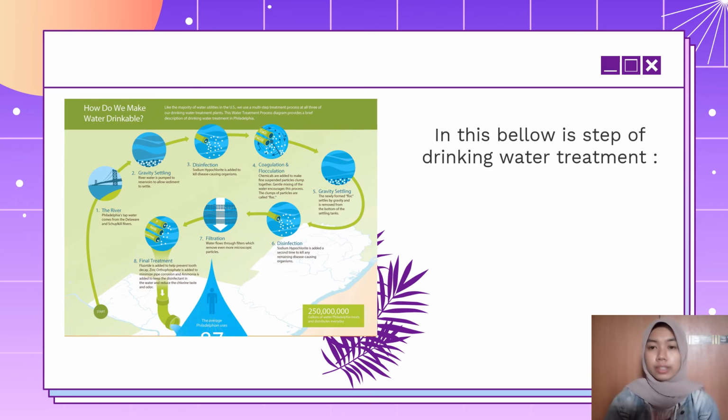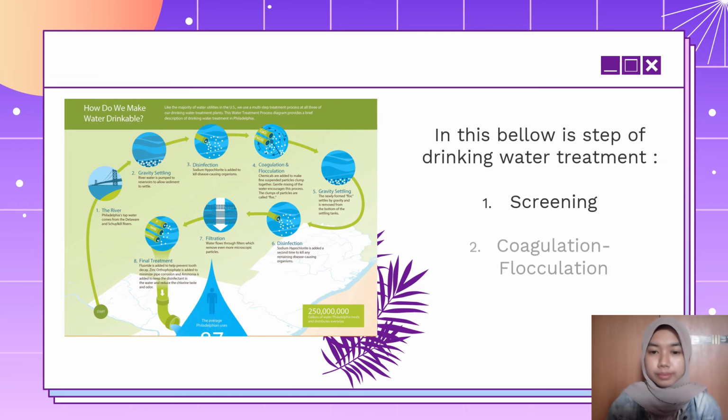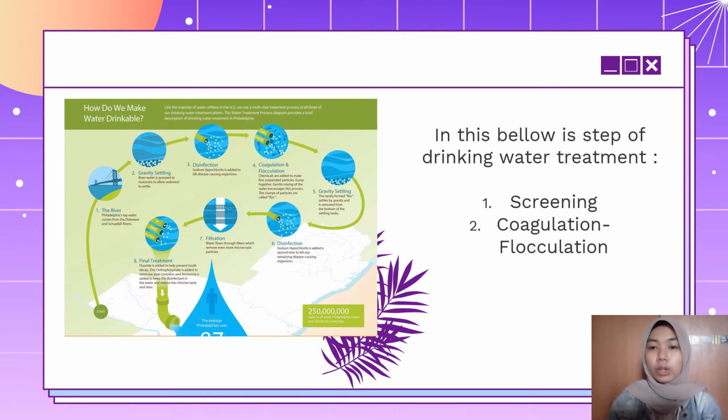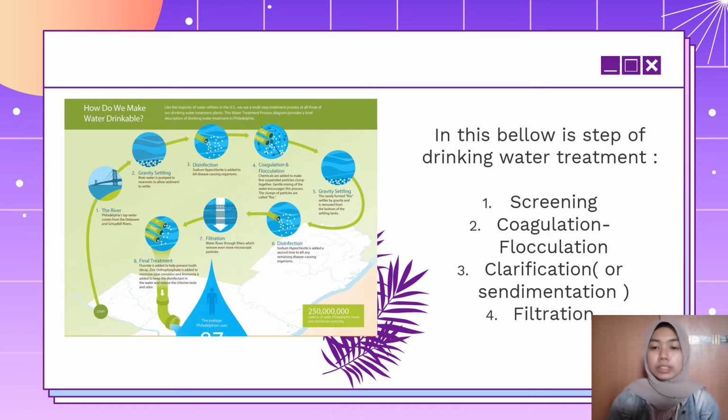Okay, so below are the steps of drinking water treatment. First, screening. Second, coagulation and flocculation. Third, clarification or sedimentation. The last process is filtration.